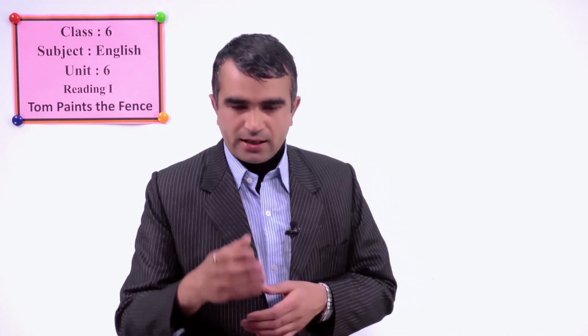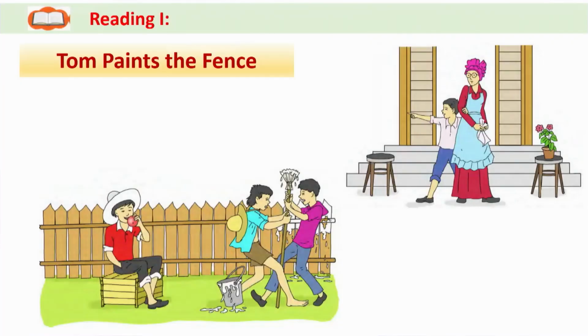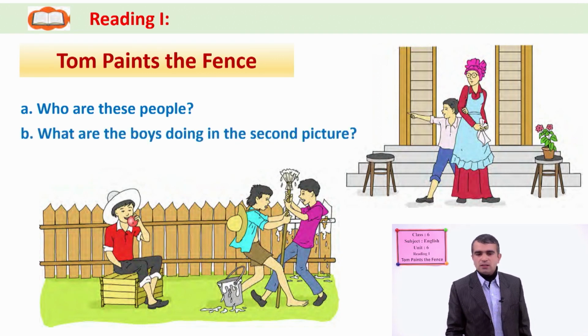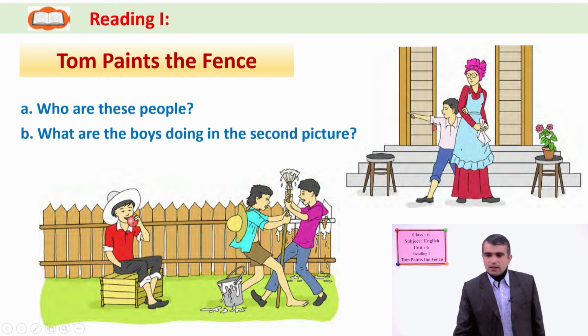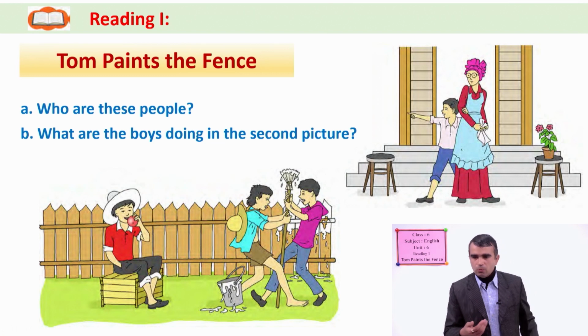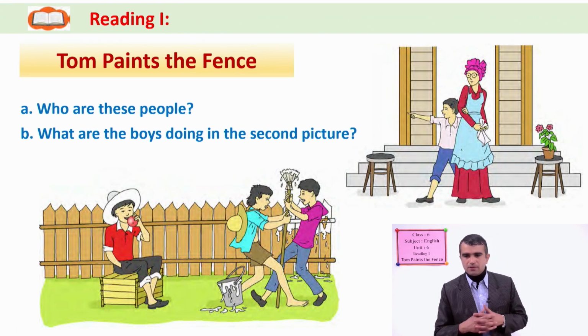Now here you can see some pictures and you should answer these questions. A, who are these people? And what are the boys doing in the second picture? Come to the first question. Who do you think they are? See the first picture in the beginning. There are two people here. Who may they be? What relationship do they share in your opinion? That is just a guess, okay? You can guess.